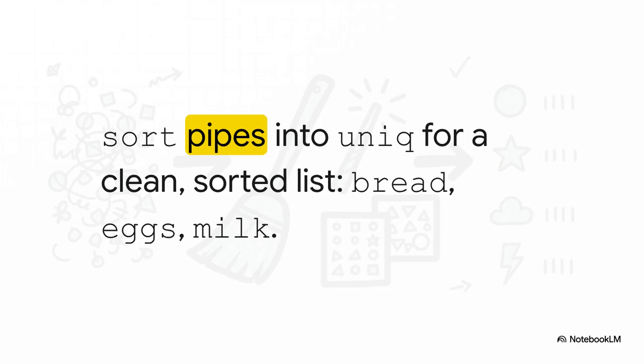And here it is, the magic moment. We take the output from our sort command and we pipe it, that's what that little vertical bar is, directly into the uniq command. The pipe just takes the result from the first command and uses it as the input for the second. And just like that, we get a clean, sorted, unique list. It's beautiful. Remember the formula: sort groups them, uniq removes them.